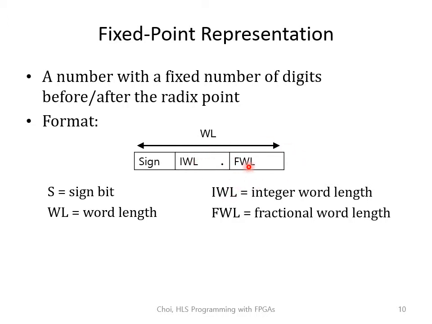The length of the integer part is called the integer word length, or IWL, and the length of the fractional part is called the fractional word length, or FWL. And the combined length of the sign bit, IWL, and FWL is called the word length, or WL. Okay?